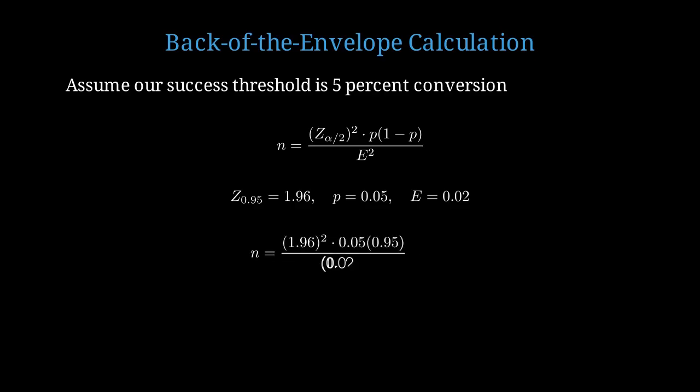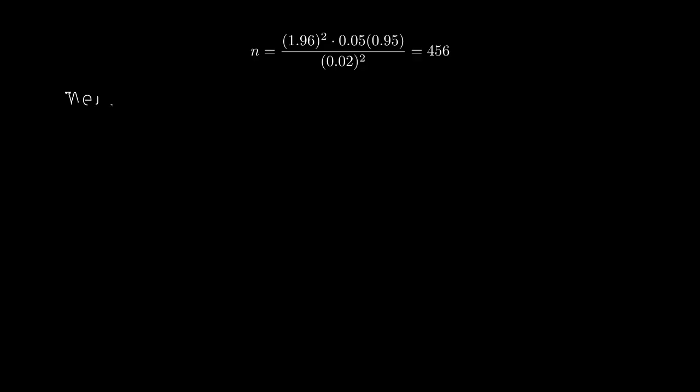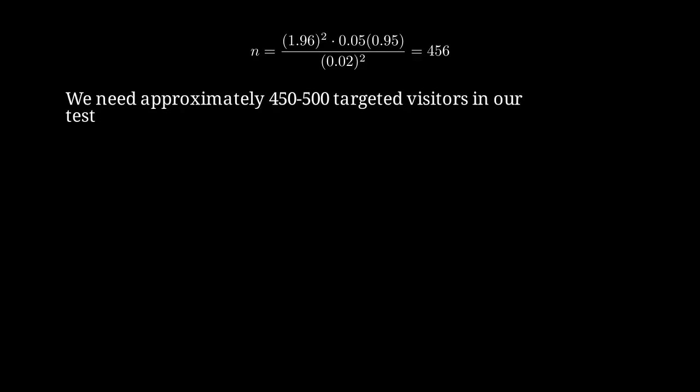Plugging in these values, 1.96 squared times 0.05 times 0.95 divided by 0.02 squared. This gives us 456 required visitors. So we need approximately 450 to 500 targeted visitors to our landing page to achieve statistical significance. This is achievable in 5 days using targeted ads or outreach.